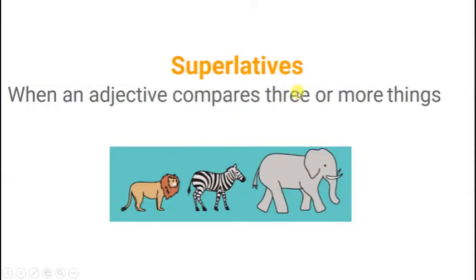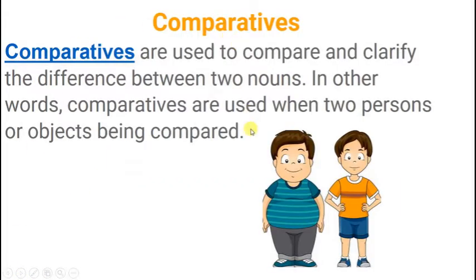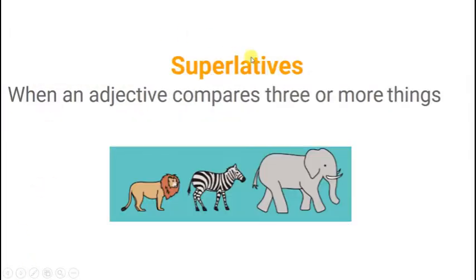What about superlative? Superlatives, guys, is when an adjective compares three or more things. So I have to compare between three objects here: lion, zebra, and an elephant. So it is not comparative, because comparative is between two objects, but superlative is between three or more things.